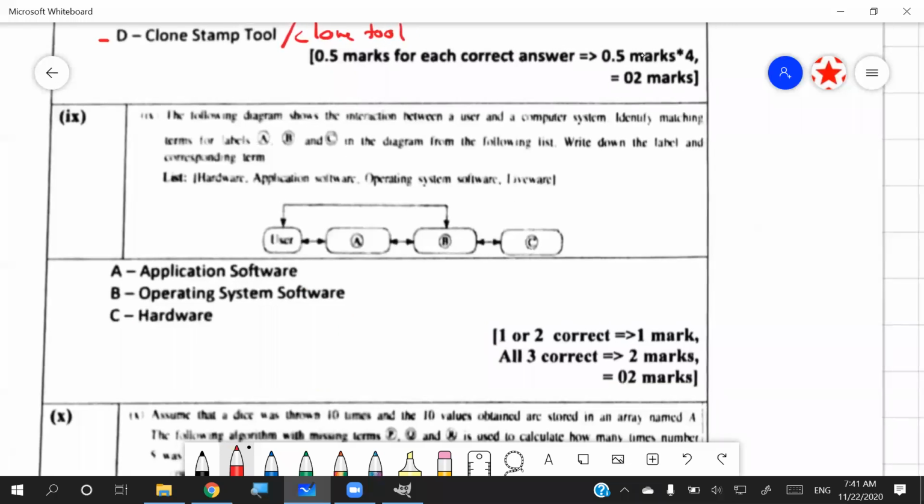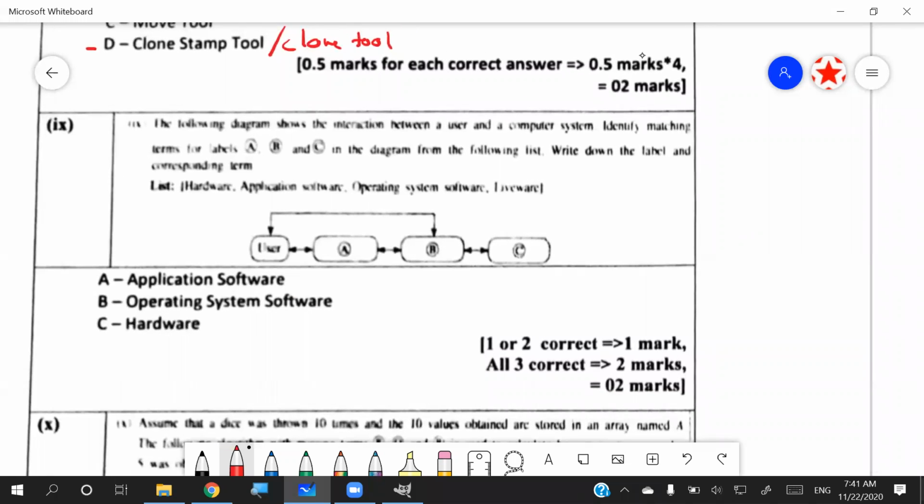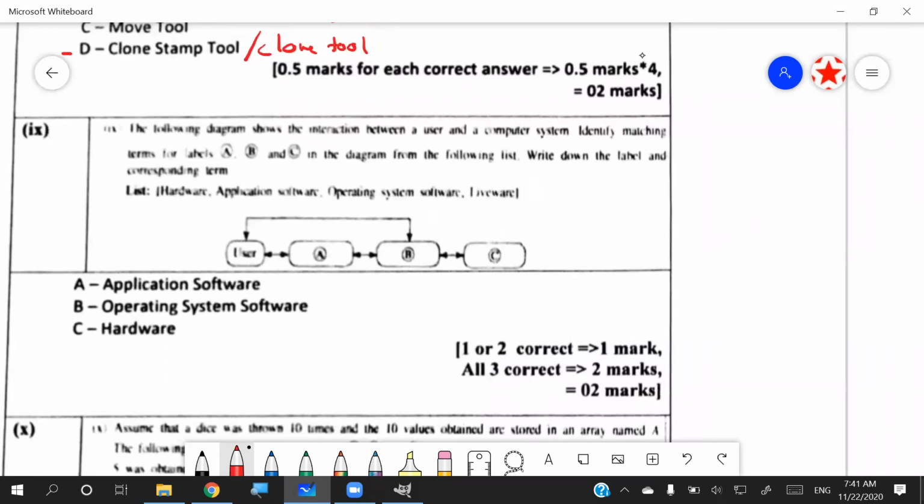And in the ninth, they are talking about the relationship between application software, operating system, user, and the hardware. So it is easy. The user is interacting with two different things, which are the application software and the operating system. So now A and B are going to be the application software and the operating system.